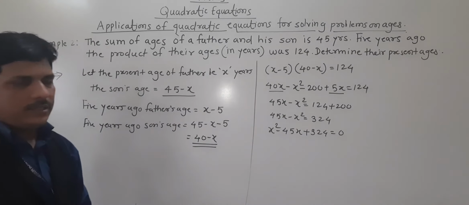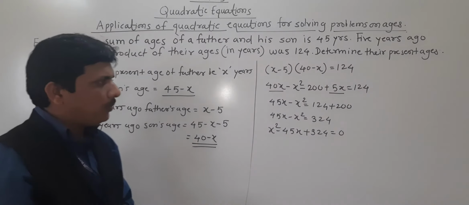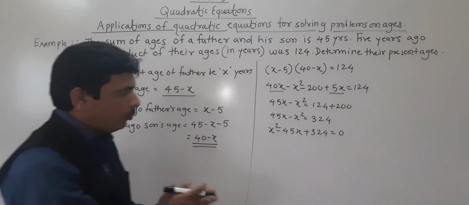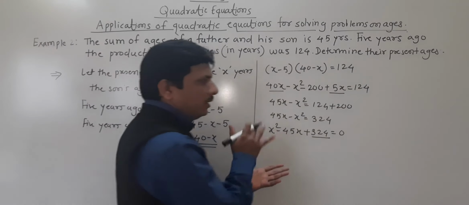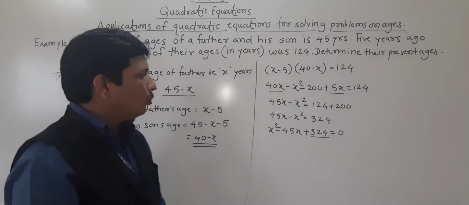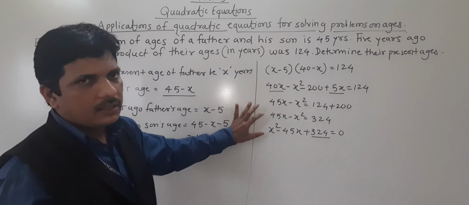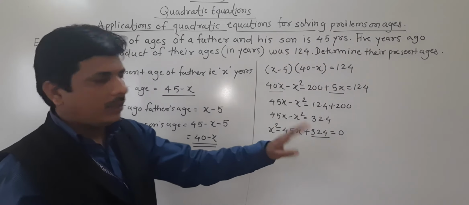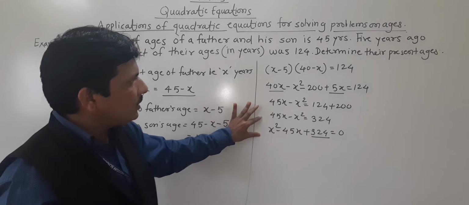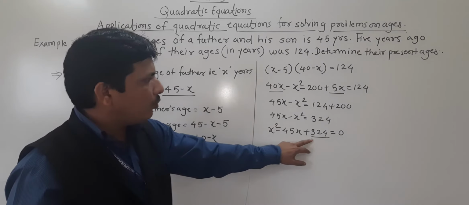We need to factorize it, then we will get our answer. Okay, so x square minus 45x plus 324, we need to factorize 324 in such a way that the sum of both the factors should be minus 45. Okay, so the factors will be minus 36 and minus 9.